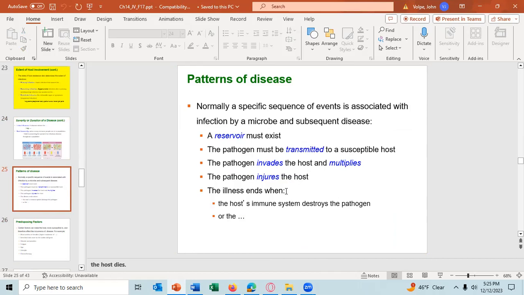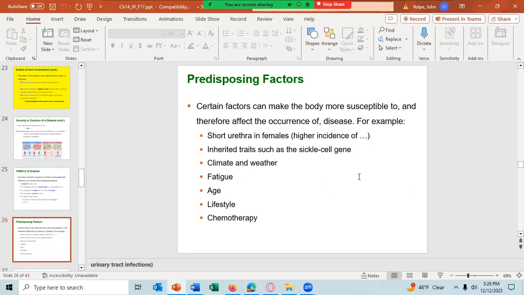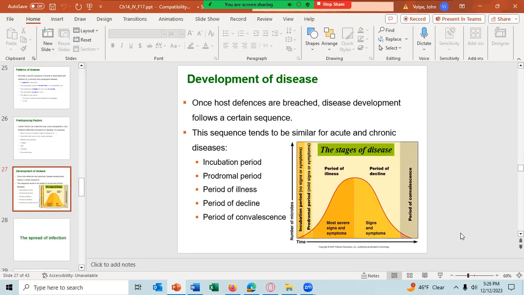Now, the patient can harbor the disease organism and be asymptomatic. The patient doesn't know they have disease, and they can spread it to other people. They don't even know they have disease because the pathogen is not injuring the host, but it may be growing in the host. You should know about the predisposing factors of disease. Here we go, the development of disease.